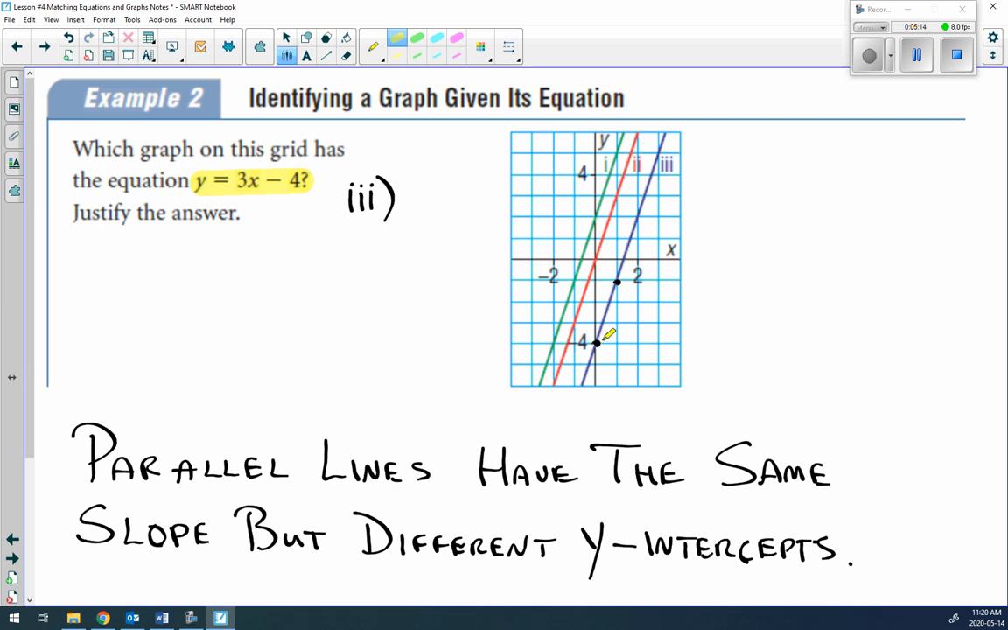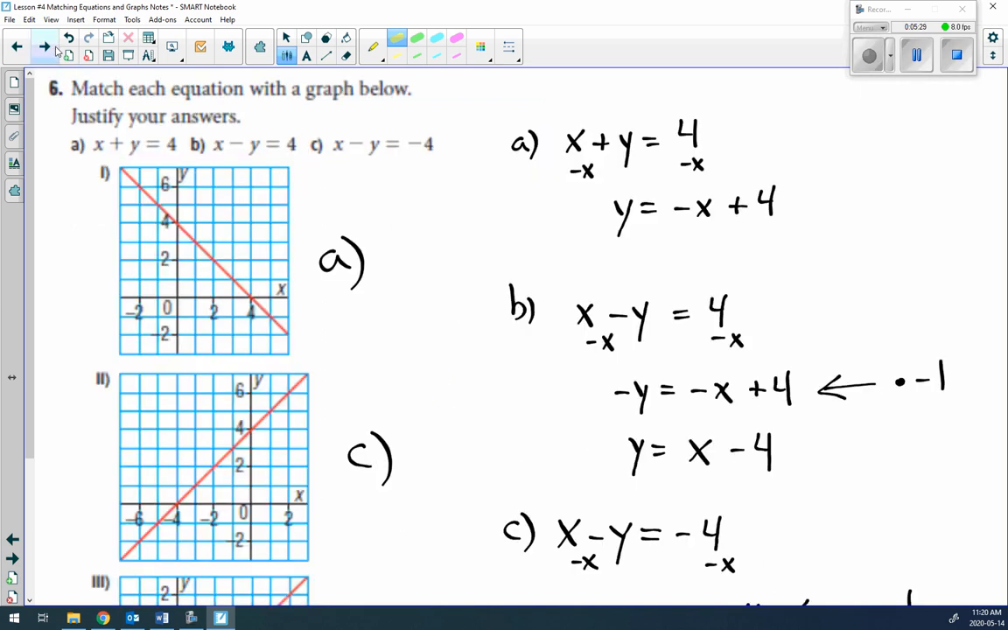It's Roman numeral 3 or blue. Yeah, there it is right there. And then we can go up 3 over 1, up 3 over 1. Yeah, that's the same thing. So when you're dealing with parallel lines, they have the same slope. You definitely have to look at the y-intercept. Okay, next page. Match each equation with the graph below.